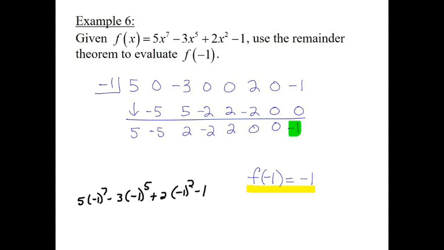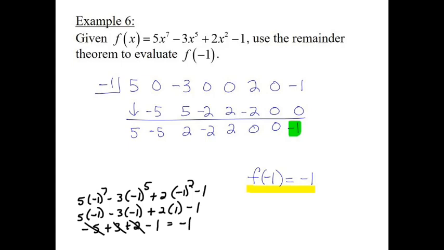Well, negative 1 to an odd power is just going to be negative 1. So we have 5 times negative 1 minus 3 times negative 1 plus 2 times, negative 1 squared is positive 1, and then minus 1. So when we multiply, this will be negative 5 plus 3 plus 2 minus 1. 3 and 2 is 5. That cancels that one out. So my answer is negative 1.